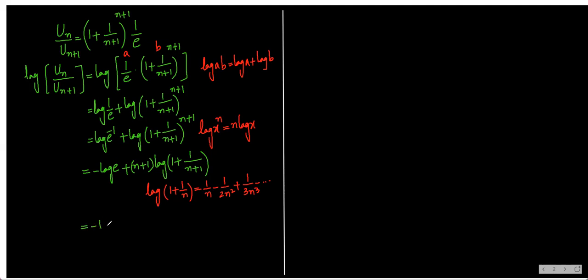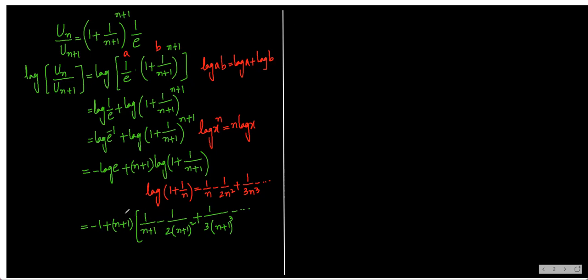So it becomes minus log e, whose value is 1, plus (n+1) must be as it is. Apply the formula: 1/(n+1) minus 1/(2(n+1)²) plus 1/(3(n+1)³). Minimum 2 terms are required in any expansion, but we are writing 3 terms. That's okay.